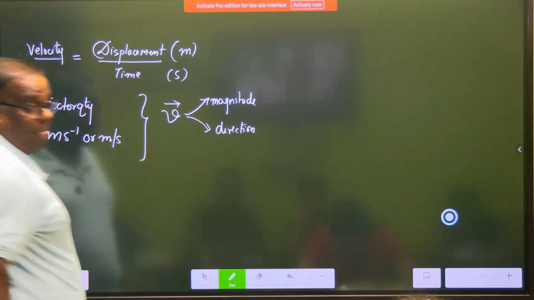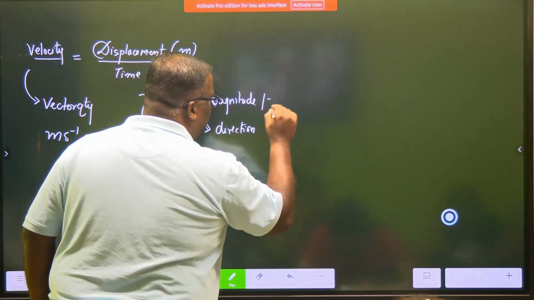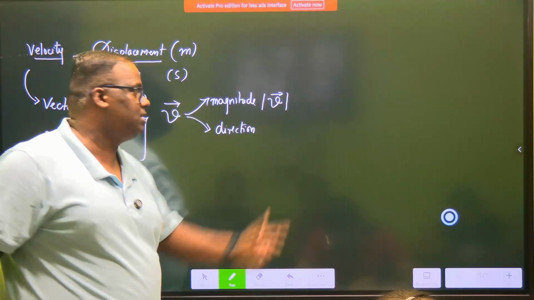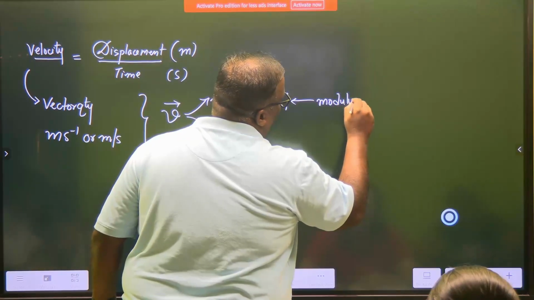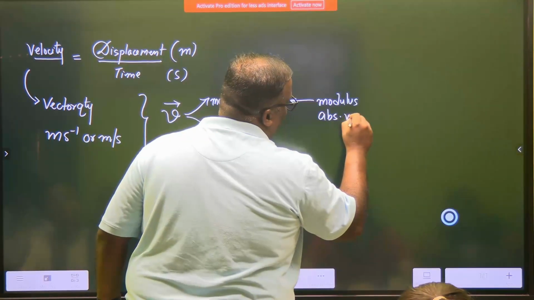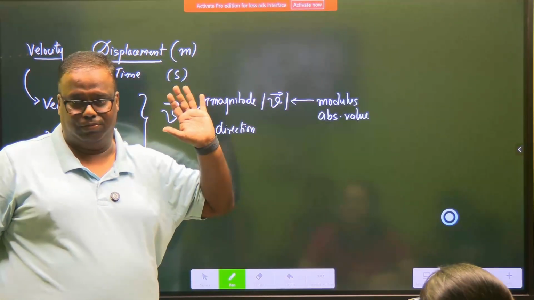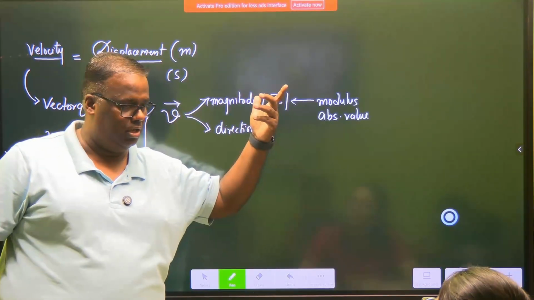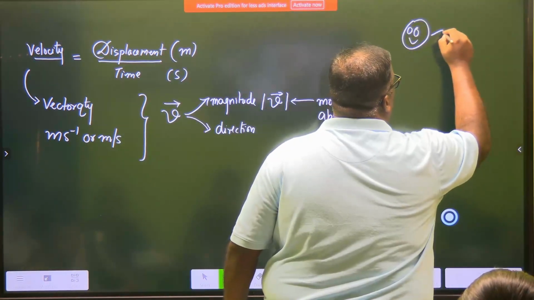In higher classes, you should understand the notation. The magnitude is shown between two square brackets. This is known as modulus, or we call it absolute value. This value can never be negative, because in physics, negative does not mean the value is less. Negative talks about direction. If you want to clear your memory, although you all don't study at home, you studied something called displacement. Yes or no?